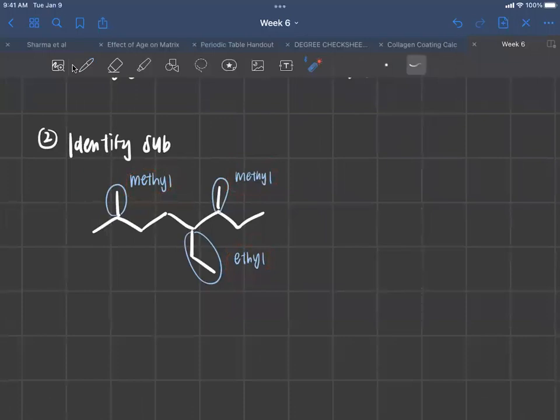So once you start to get a hang of this, we don't need to circle the substituents. We don't need to go ahead and write it out like this. But again, we're new to this, so we'll do it slower.